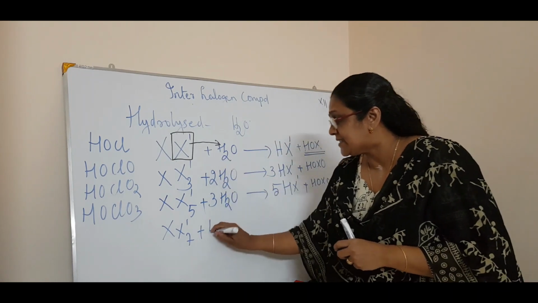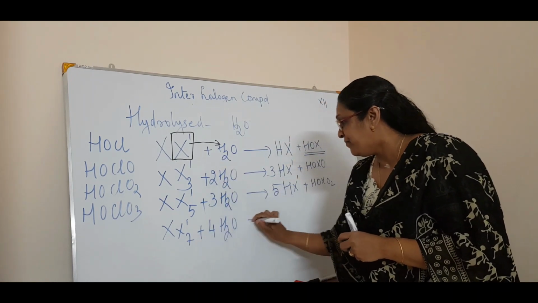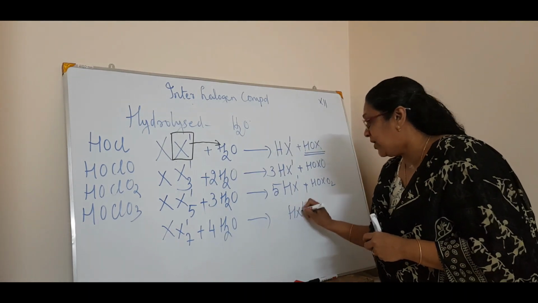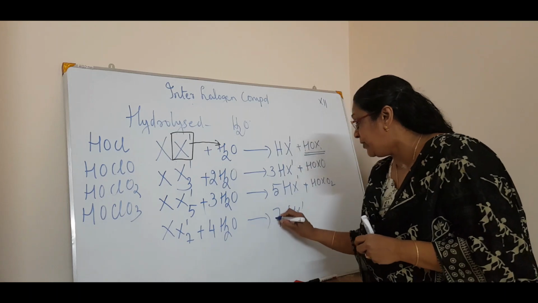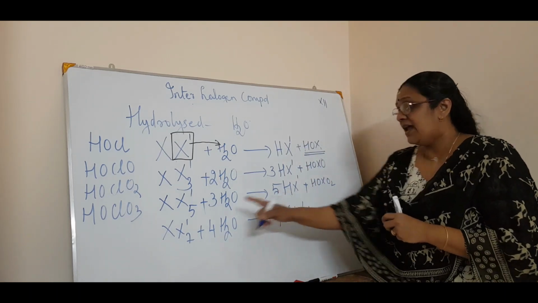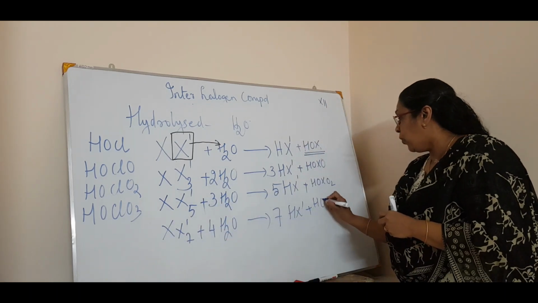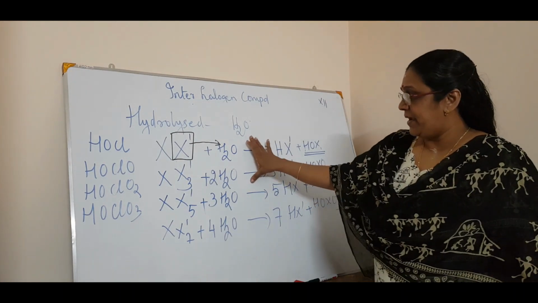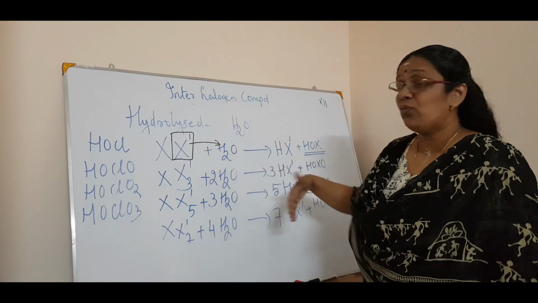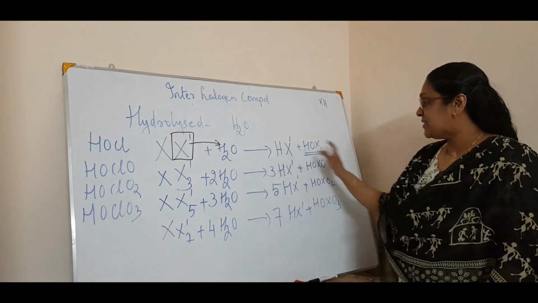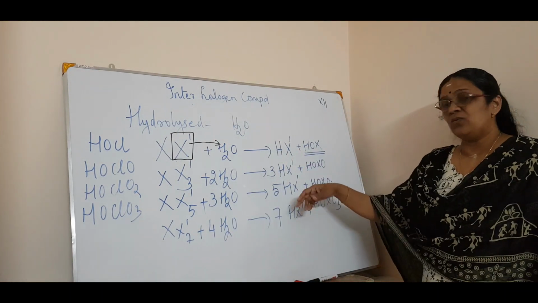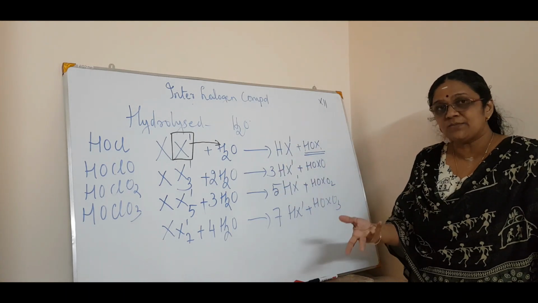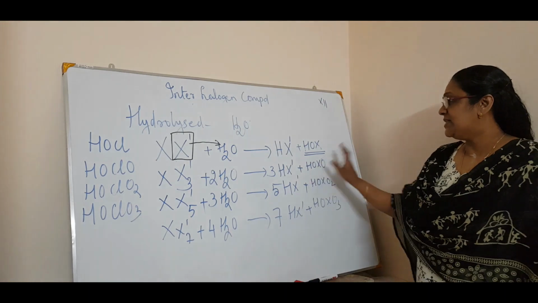Now the last is XX'7 plus, 1, 2, 3, next is 4. 4H2O will give you the same HX. Now what is this 7? So you can put very well 7. Plus the last is HOXO3. See? There is a trick behind this. You don't want to mug up. Just write the 4 equations. Then whatever equation you want, take that, leave the other one, if the question comes in the exam.